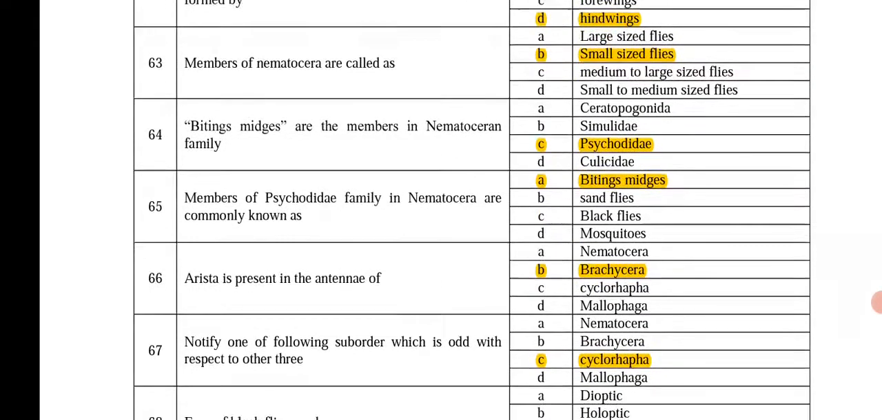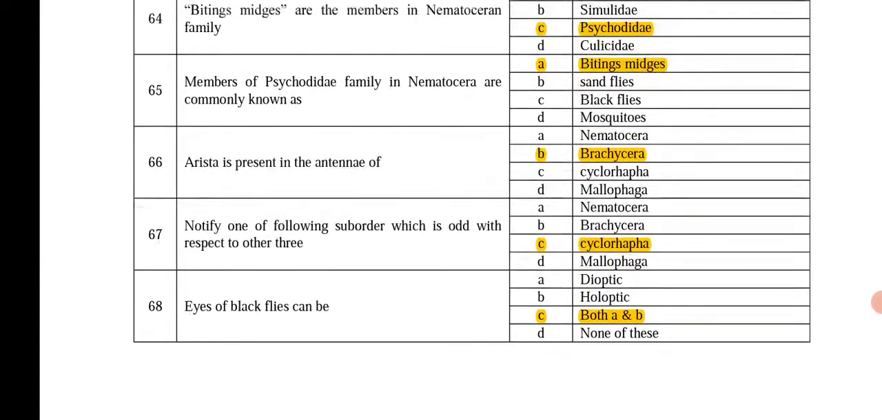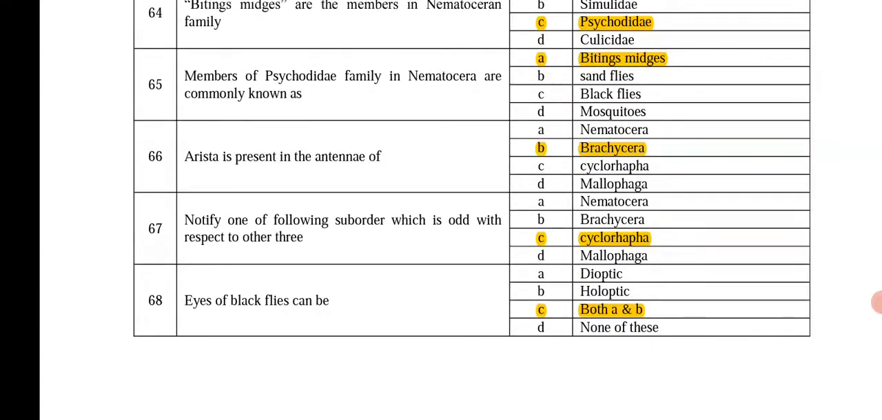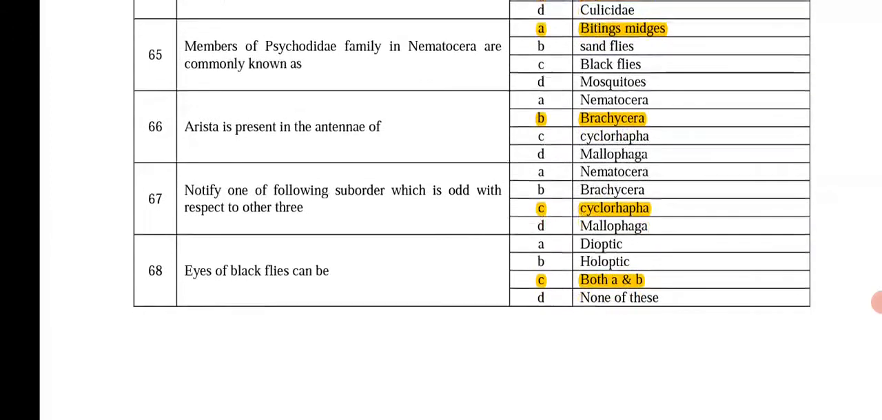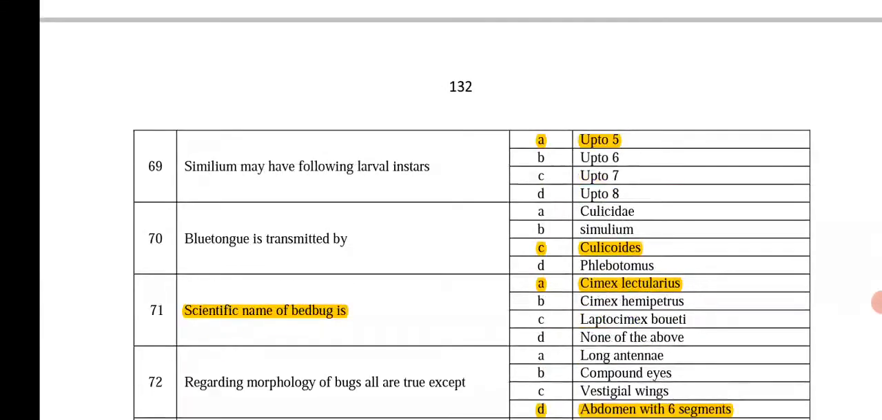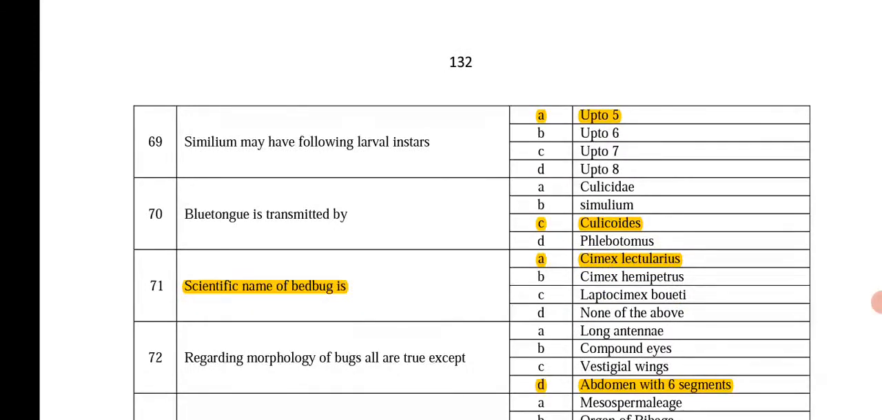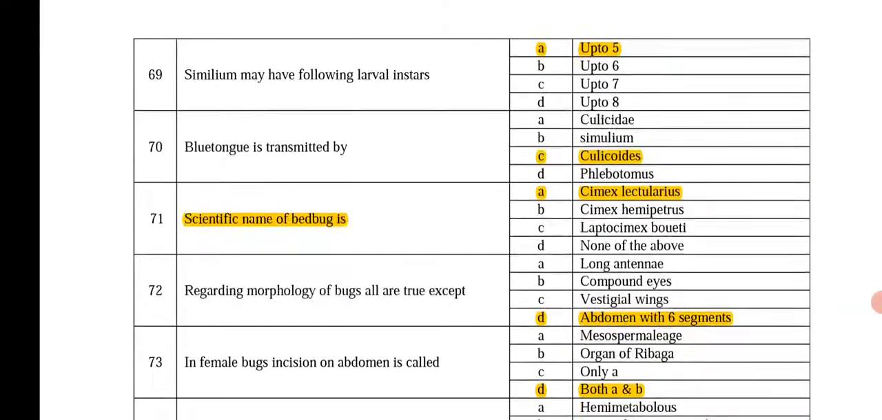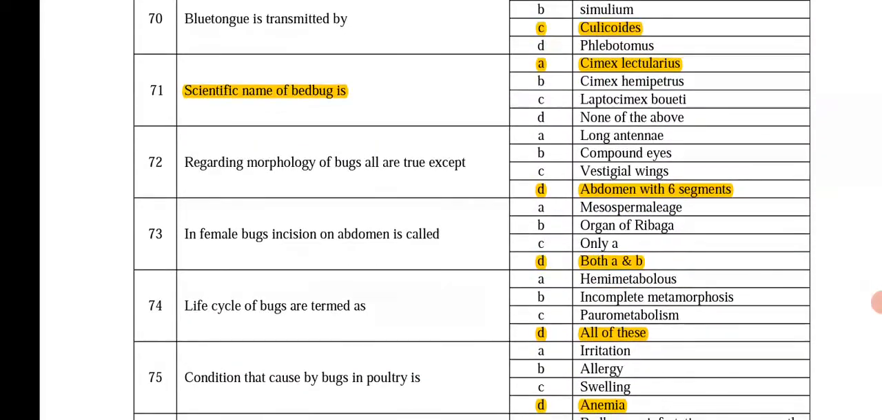Arista is present in the antenna of Brachycera. Identify which one of the following suborders is odd with respect to the other three: Cyclorrhapha. Eyes of black flies can be both A and B, dioptic and holoptic. Simulium may have the following larval instars: up to 5. Blue tongue is transmitted by Culicoides. The scientific name of bedbug is Cimex lectularius. Regarding morphology of bugs, all are true except abdomen with 6 segments.